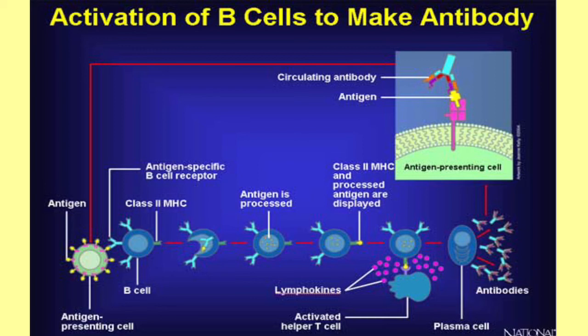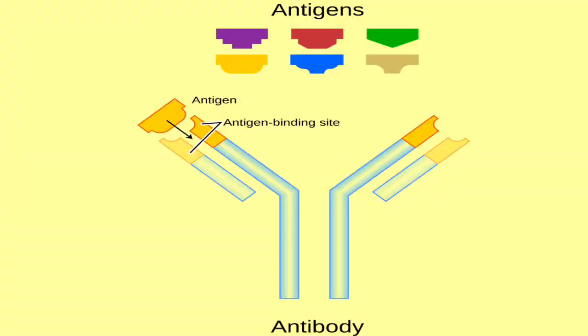The activated B cell multiplies into thousands of plasma cells and memory B cells. The plasma cells become antibody-producing factories, producing and secreting approximately 2,000 antibodies every second. The secreted antibodies bind to antigens and interfere with pathogen activity or mark pathogens for inactivation or destruction.